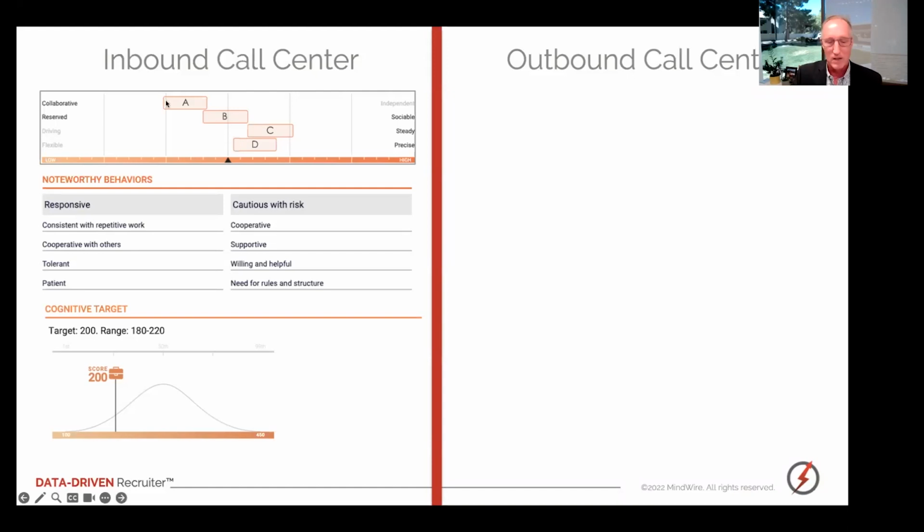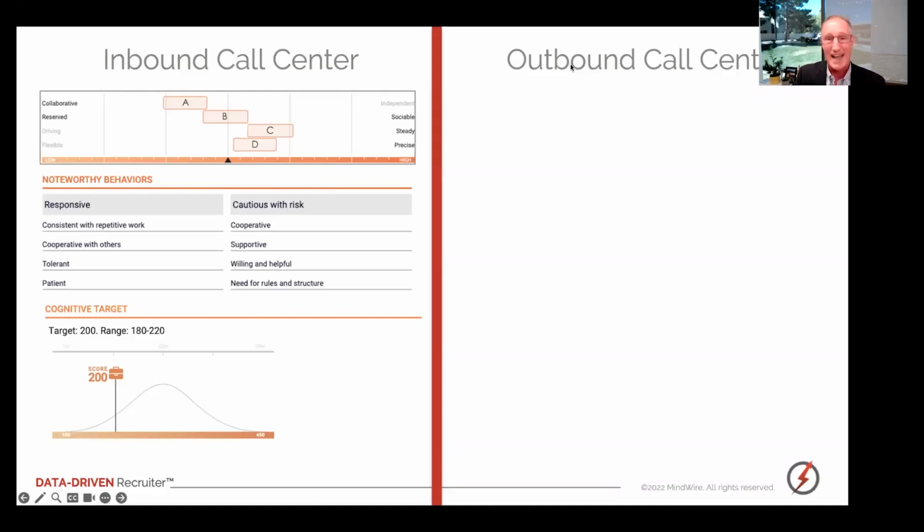I've got, again, comfort with repetition, very responsive to the needs of others, more of a listener than a talker, somebody who's friendly, but somebody who's really more about process and perfection and not making mistakes, and very comfortable with that repetition. This is an inbound call center rep.